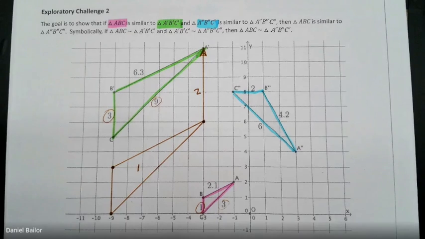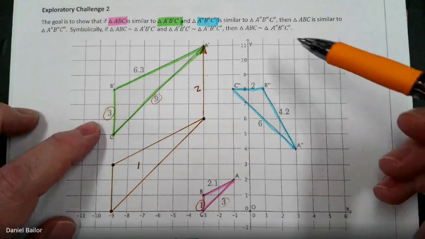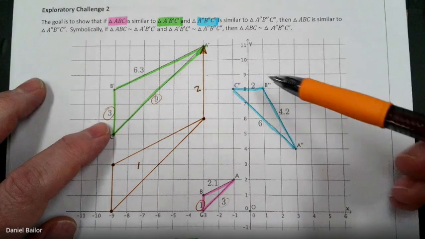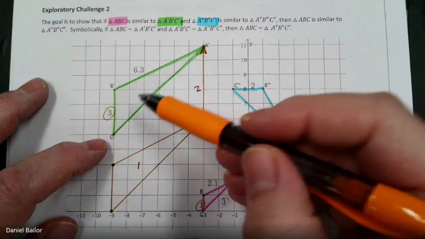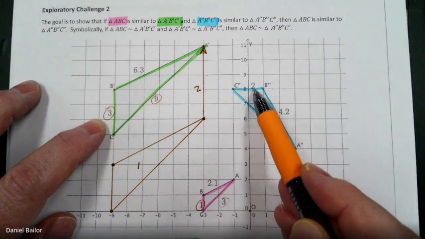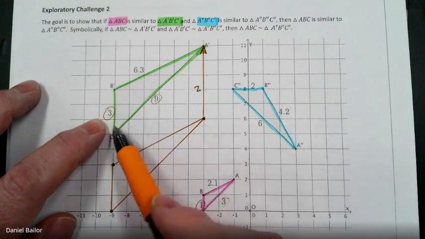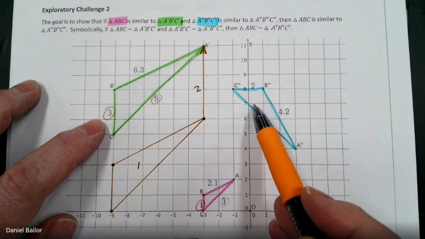So let's see right here. First, I need to change size, and I'm going from green to blue. Let's look at CB. Over here, it's 3. Over here, it's 2. So what scale factor? So the green is bigger than the blue, so I need to shrink it.